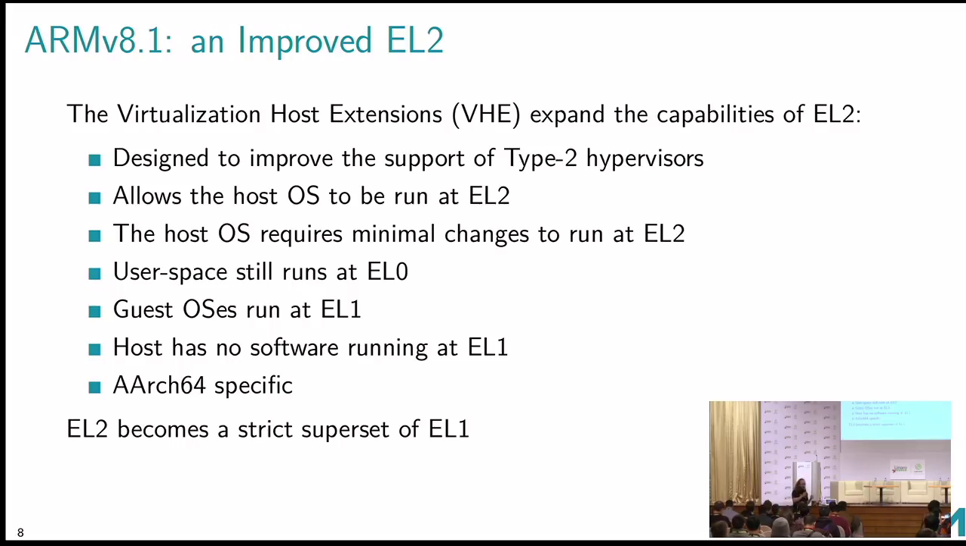User space is at EL0. So you end up with a gap in between on the host. Nothing runs at EL1 for the host. The guest OS still runs at EL1. Nothing is changed for that. And this is AArch64 specific. There is no support for host AArch32. You can still have an AArch32 guest. That works perfectly. In this mode, EL2 really becomes a superset of EL1. That's exactly what we need to support KVM, basically the host kernel running at EL2.